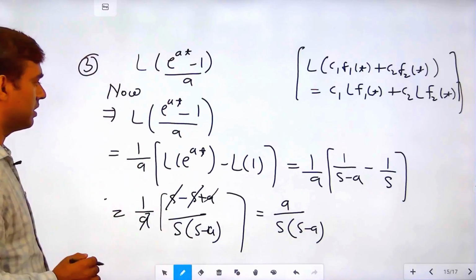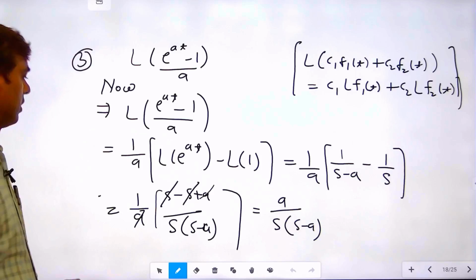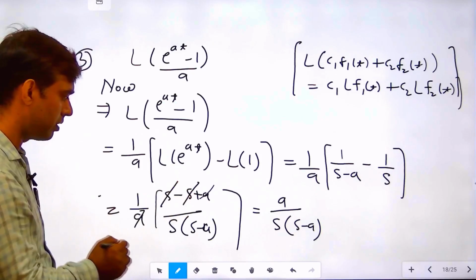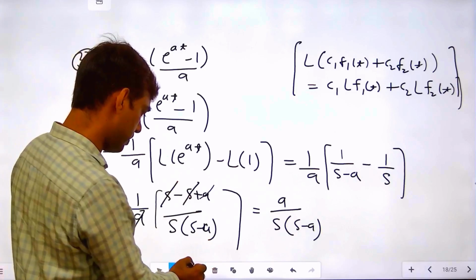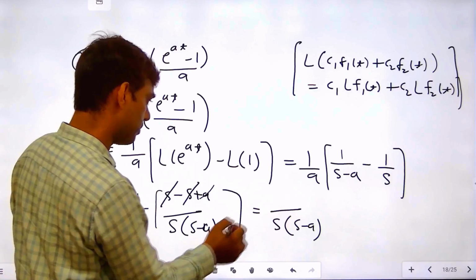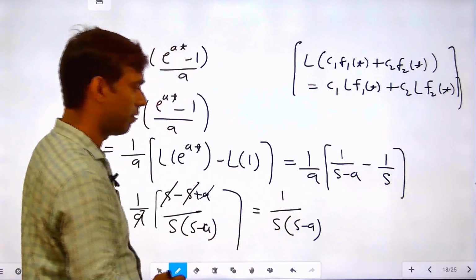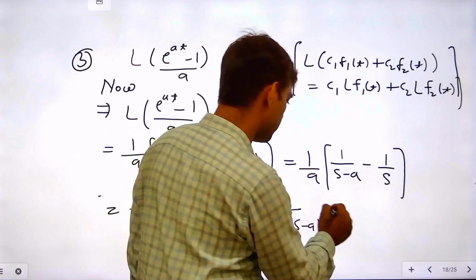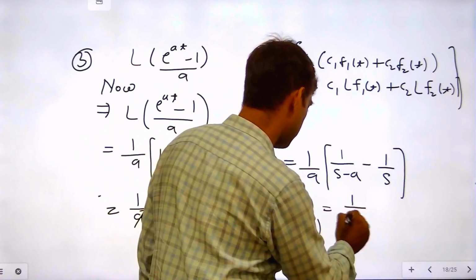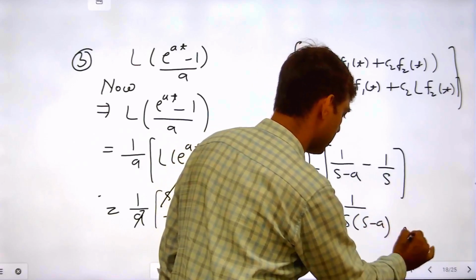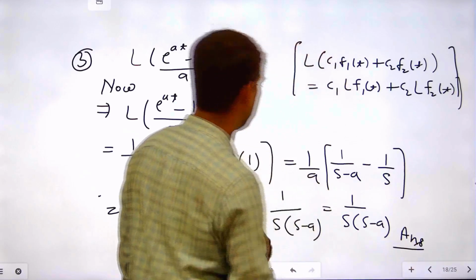So these are some numerical problems. Now the a and a cancel out, so what is the value for this? The numerator becomes 1. So the answer of this problem is 1 upon s into s minus a.